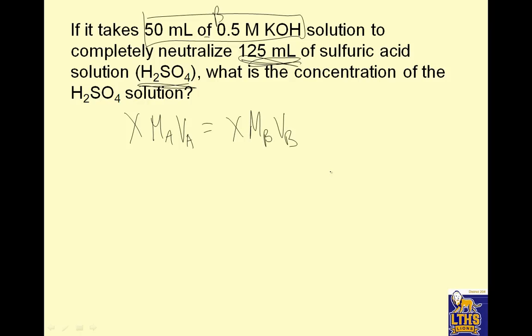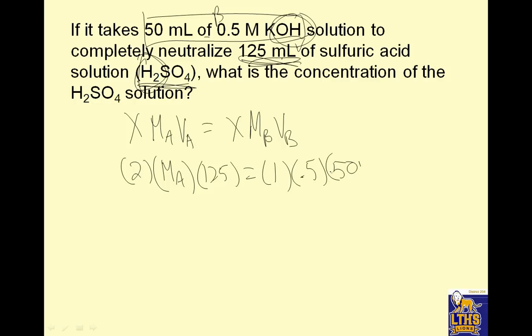So the X for my acid, sulfuric acid, is right here. X is how many H's? 2. Molarity of my acid, MA, and that's the volume of the acid in milliliters. I don't have a molarity of my acid; I'm going to solve for that again. The volume of my acid is 125. X for my base: I have KOH, only one of those. Molarity of my base is 0.5, and volume of my base is 50.